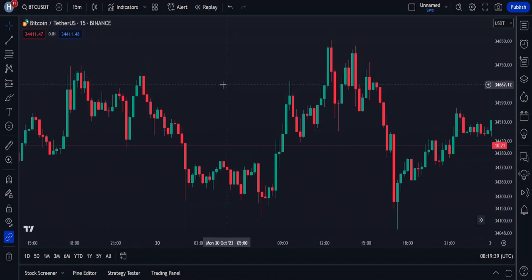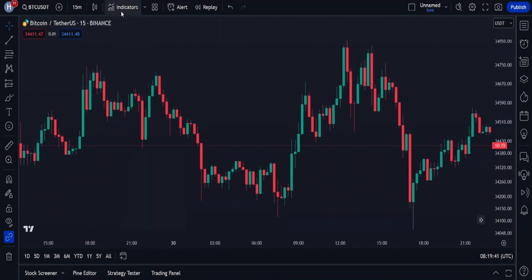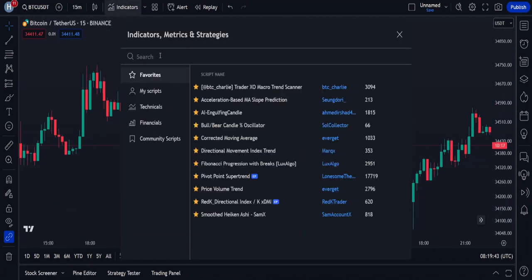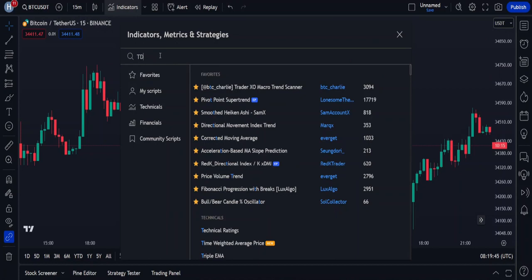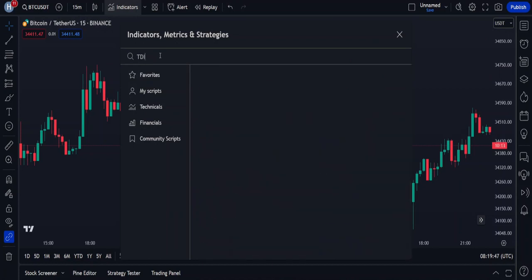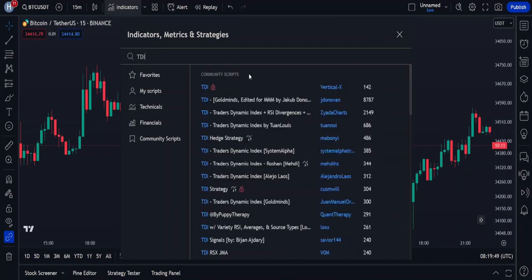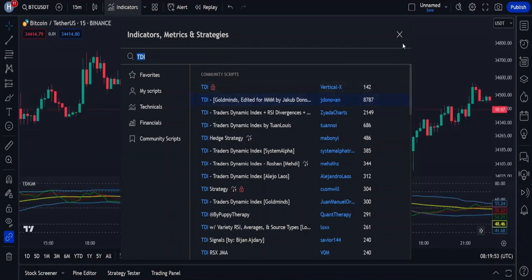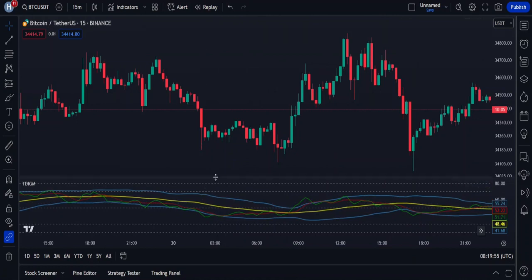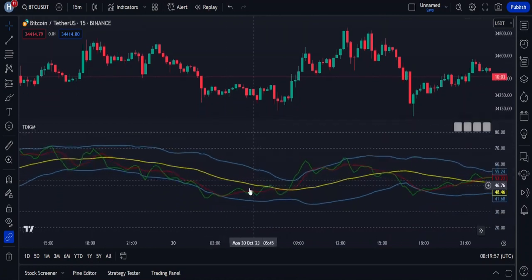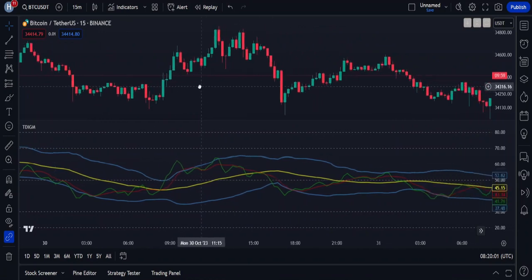First of all, let's add the main indicator of our strategy to the chart. For that, we will head over to the Indicator Search tab and search for TDI Indicator. After this, select the indicator made by Jace Donovan and add it to the chart. This is the TDI indicator, which stands for the Trader's Dynamic Index. It is an advanced indicator, however. The principles of the indicator are actually quite simple.